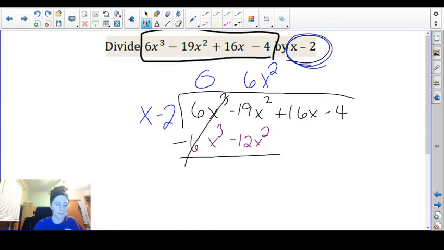Because I switched the first sign, I also have to switch the second one. So this now turns into a plus. So negative 19 plus 12 is negative 7. And again, I have 2 terms I'm dividing by, so I need 2 terms. So I bring down the next one.